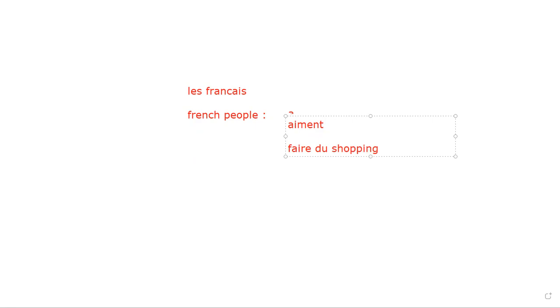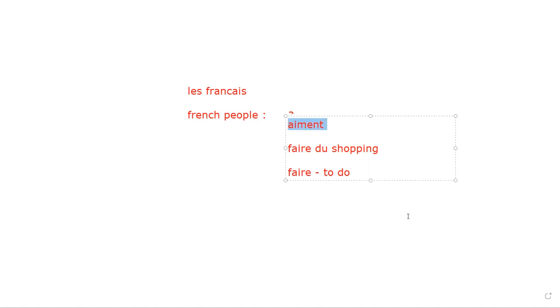Listen to me very carefully the moment we start the language. If I say to do the shopping, faire is my verb to do. Repeat after me. What to say to do in French? Faire. Pen down, please. Faire is my verb to do. If I say to do the shopping, it is faire du shopping. Is it clear to you?